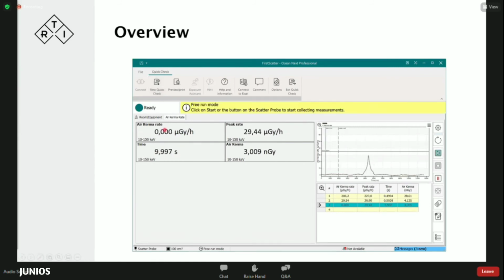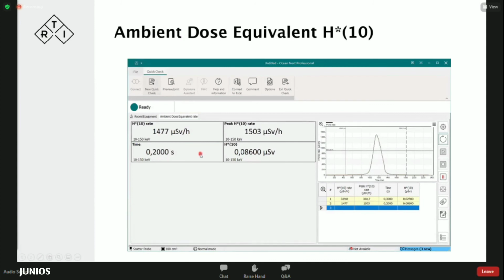All right, so earlier we also mentioned sniffing around for hotspots, and what we use to sniff around is what we call the free run mode. The free run mode can be done by clicking the start or stop button at the back of the scatter probe, or you can also use this button here on the right of the display. All right, a similar situation is shown for ambient dose equivalent, only with other measurement units.